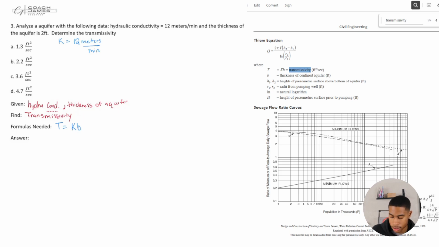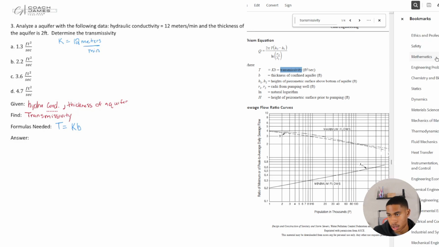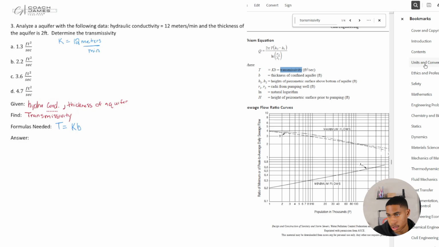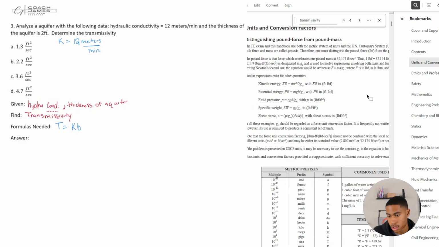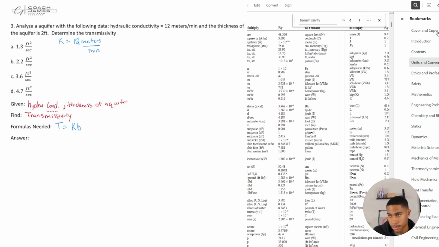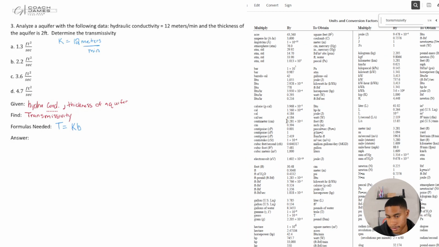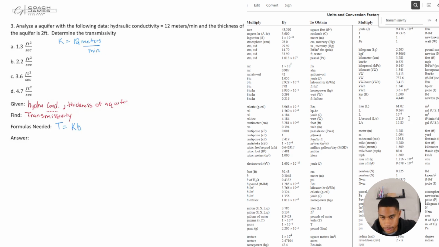All right. So how many meters are in a foot? Always use the handbook for that. Unit conversions. Anytime you have a question, typically you're going to be able to find it in this unit conversions section for how to get something in the units you need it for. So, all right, we need meters to feet.